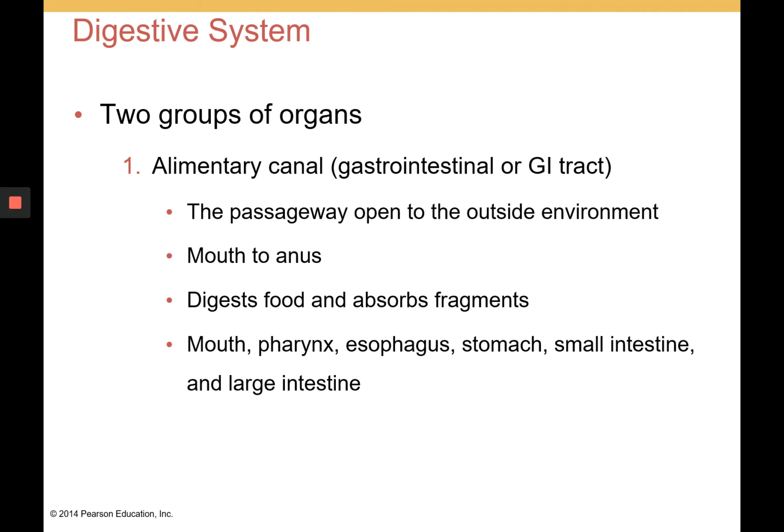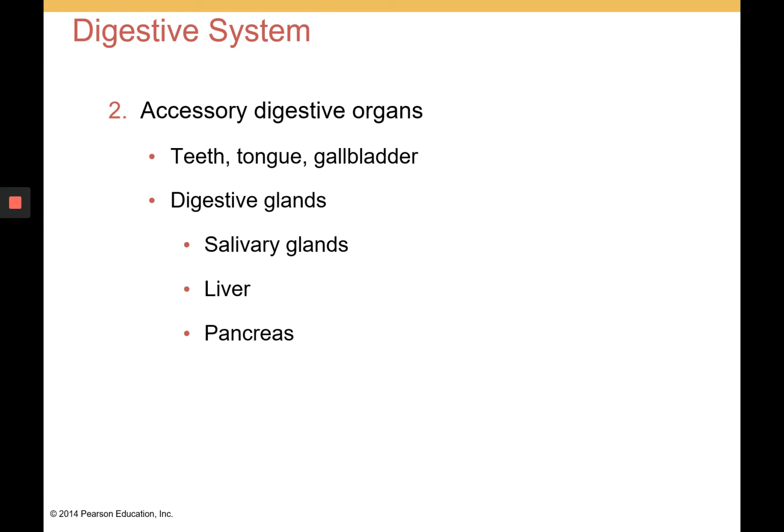There are two groups of organs that make up the digestive system: the alimentary canal, also known as the gastrointestinal tract or GI tract. This is a passageway open to the outside environment. It goes from the mouth to the anus, and it digests food via chemical and mechanical digestion, and then absorbs the small fragments in the small intestine. The organs of the alimentary canal are the mouth, pharynx, specifically the oro- and laryngopharynx, the esophagus, stomach, small intestine, and large intestine. The accessory digestive organs of the digestive system are the teeth, tongue, gallbladder, and the digestive glands, the salivary glands, liver, and pancreas.